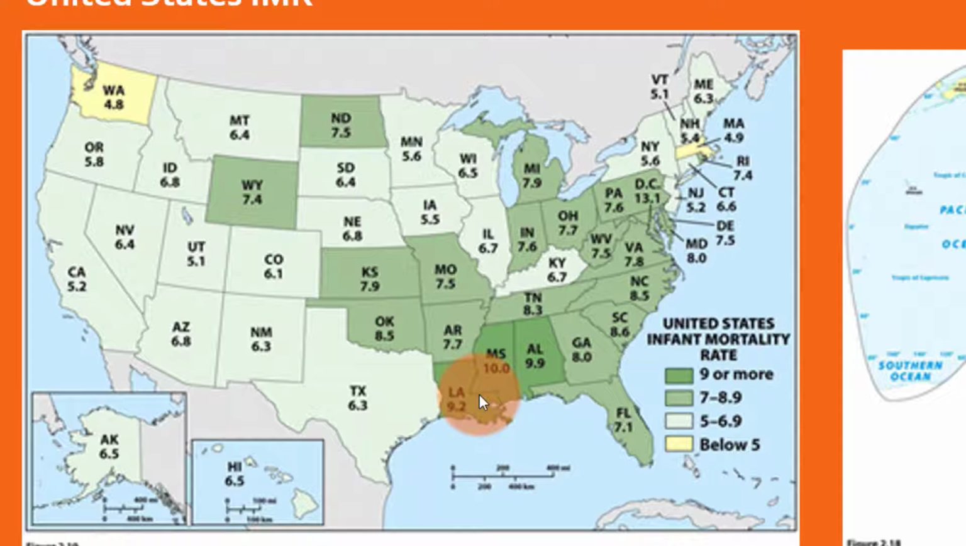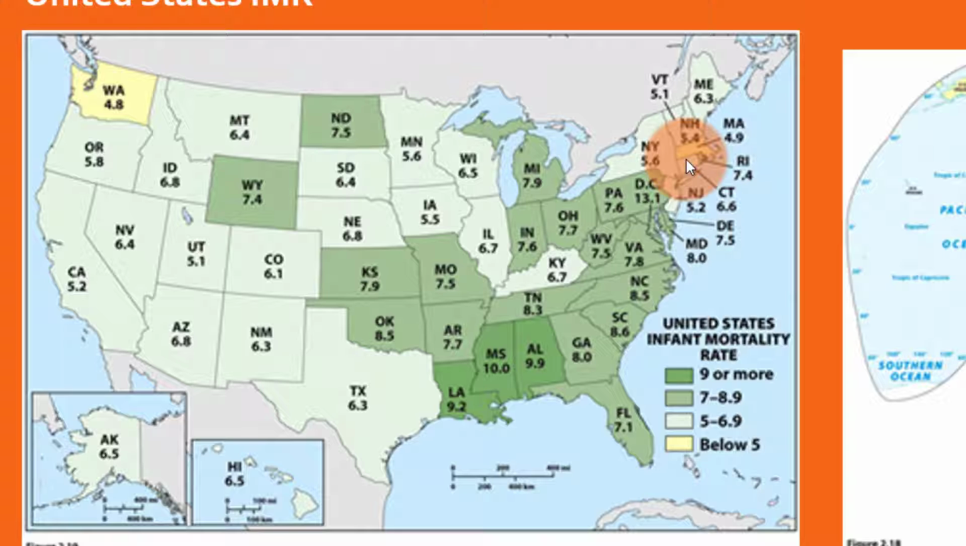Whereas here in Washington and Massachusetts, the infant mortality rate is much lower, meaning that people are able to access the healthcare needed so that they can have their babies, right?